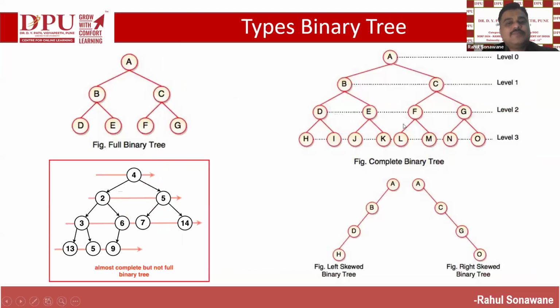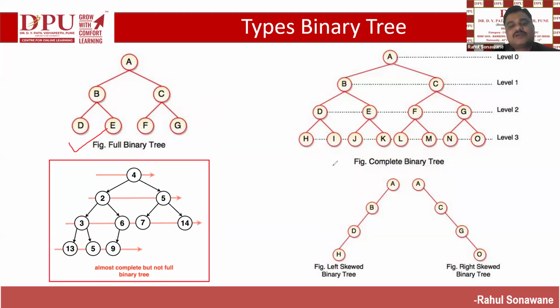Let's try to understand them with the help of diagrams. The first diagram is the full binary tree. There is a rule that if you have children, then there must be 2 children. Suppose there is no E, then this is not a full binary tree, right? Either B has 2 children, or there will be no children. That rule we need to follow. Therefore, it is a strictly binary tree or full binary tree.